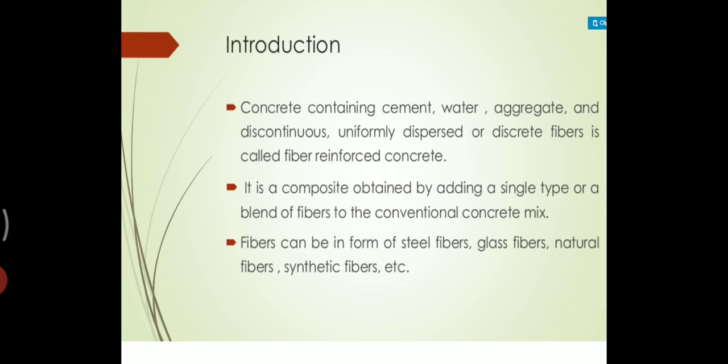Then the introduction. Concrete containing cement, water, aggregates, and discontinuous, uniformly dispersed or discrete fibers is called fiber reinforced concrete. So we can use a lot of fibers, but the fibers should be in solid form. The fibers are added at the time of preparing the concrete, and therefore the behavior and strength of concrete are improved and enhanced. It is a composite obtained by adding a single type or a blend of fibers to the conventional concrete mix. The fibers can be steel fibers, glass fibers, natural fibers, synthetic fibers, etc. We can use any one of the fibers, and we can discuss further the different types of fibers, and how the concrete changes its behavior when these fibers are added to it.